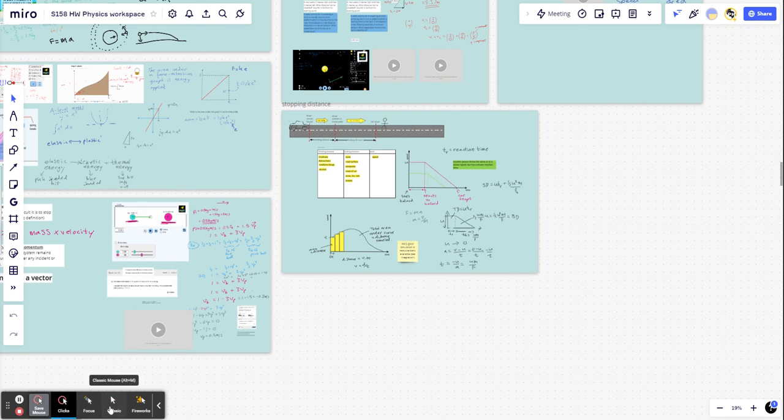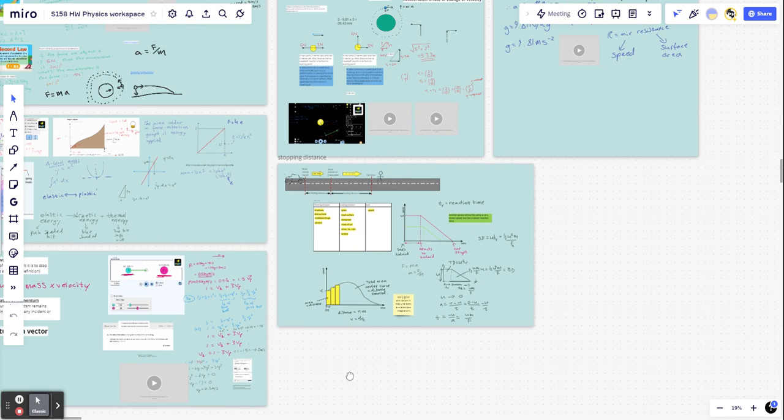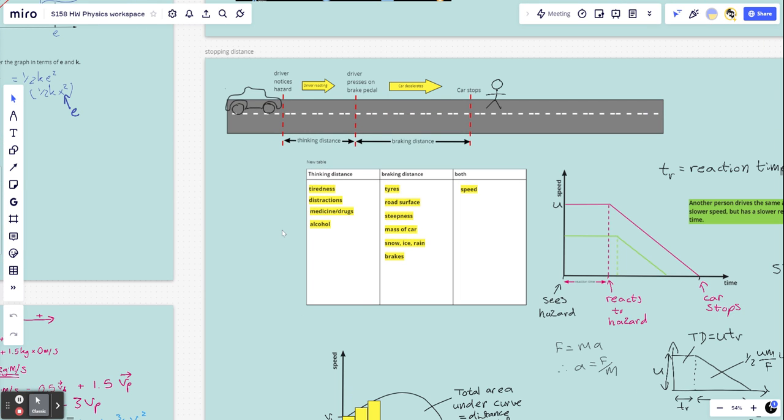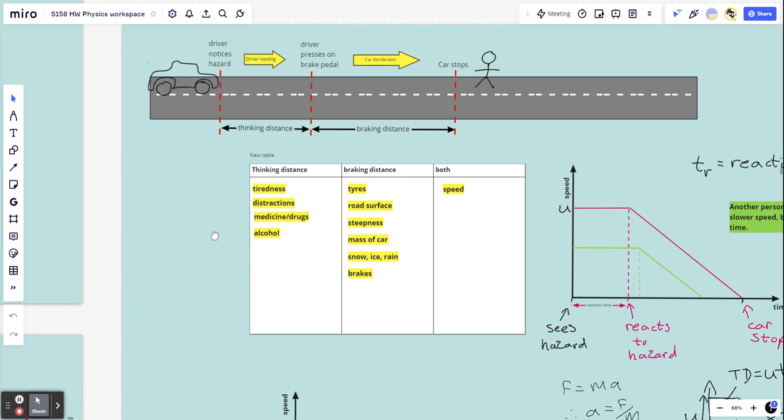Okay, so this is just a video to summarize what we did last lesson because I think we ran out of time. So we're looking at stopping distance, and just to be clear then, the stopping distance is the total distance it would take for a car to come to a stop, or anything really to come to a stop, once the person who is controlling the car or whatever it is, they see a hazard and then they finally come to a stop. So the stopping distance is the distance between the point at which they see the hazard and then coming to a stop.